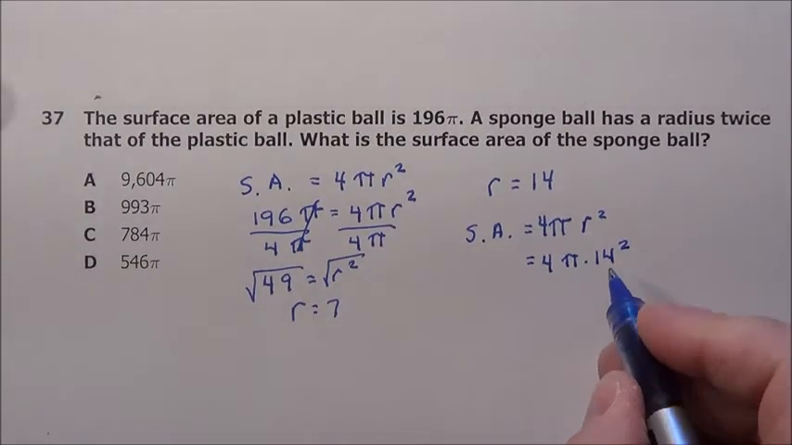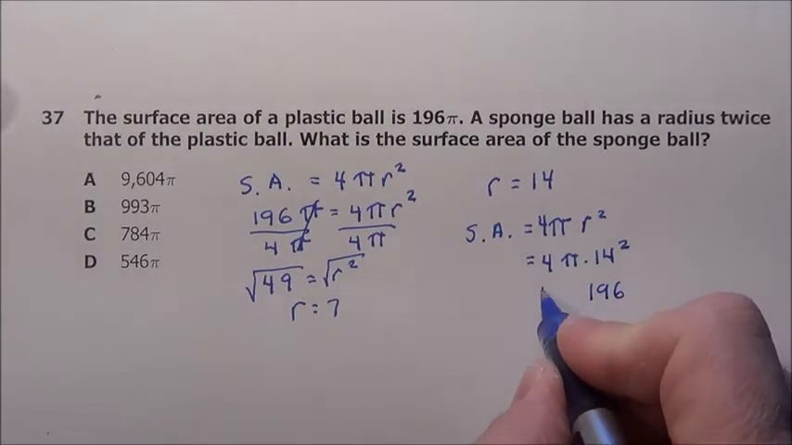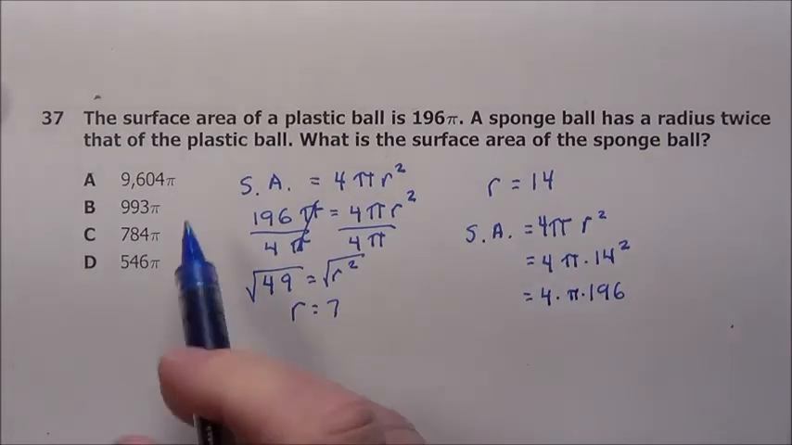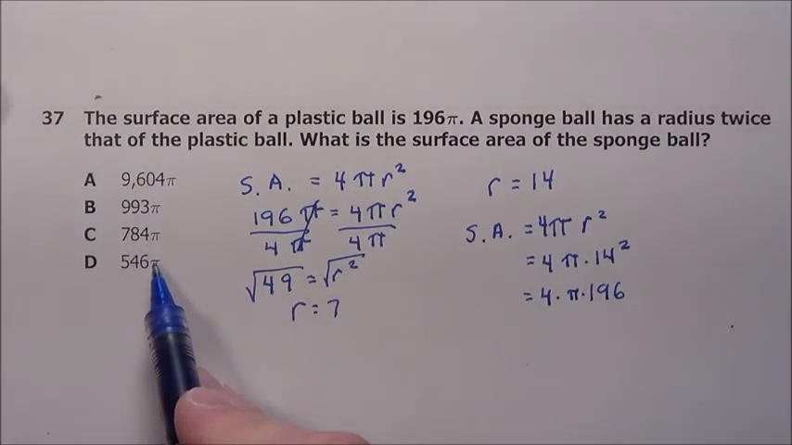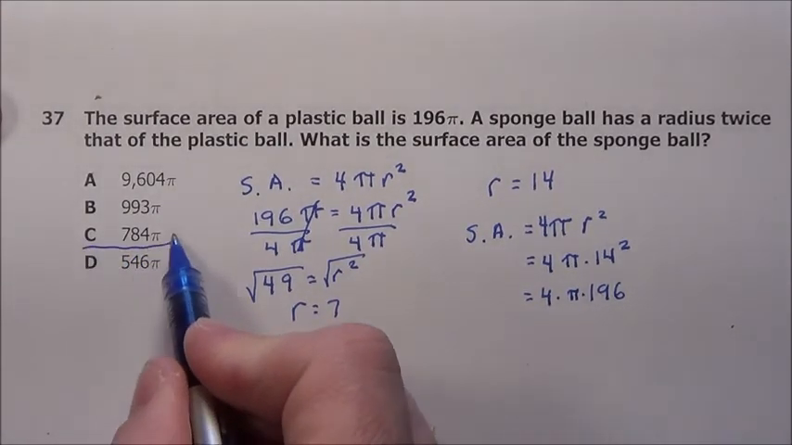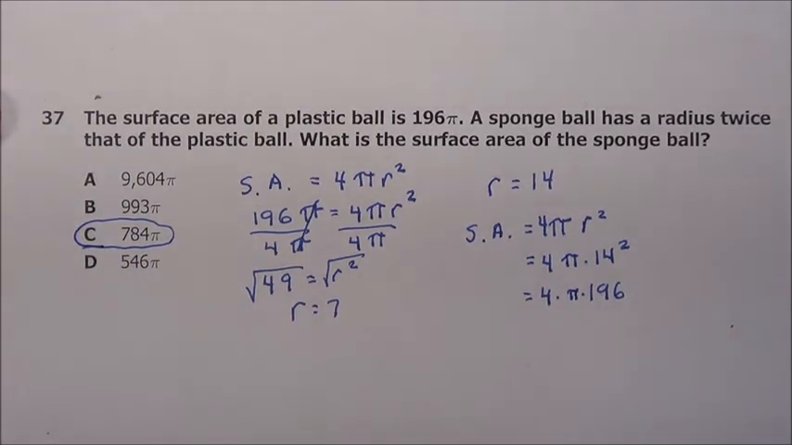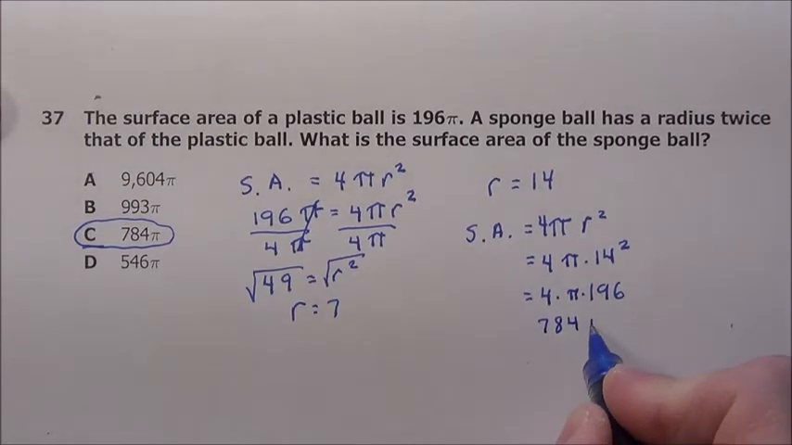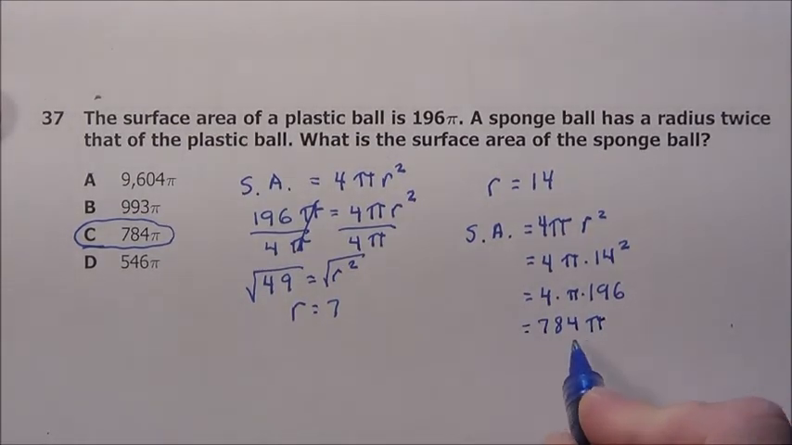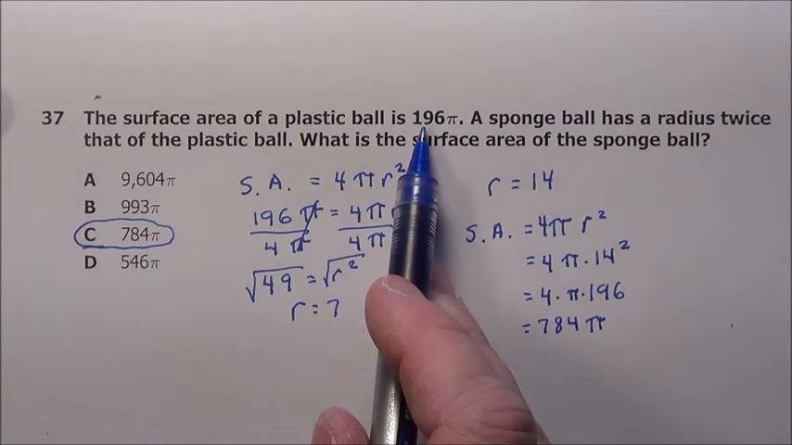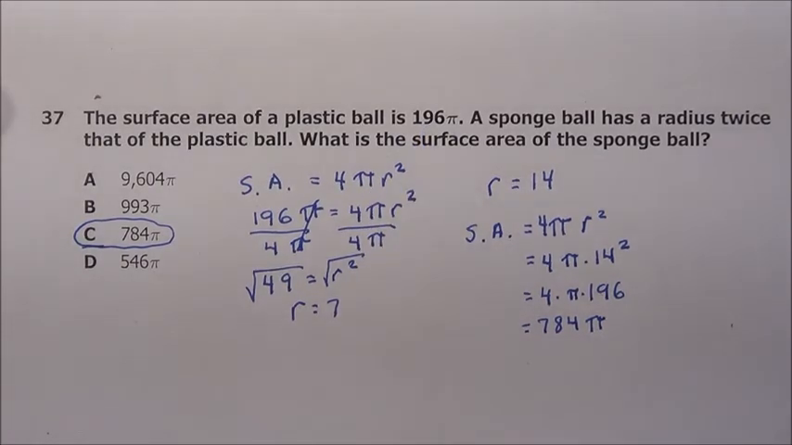Okay. 14 squared is 196. So we have the answer, 4 times pi times 196. Notice these answers are in terms of pi. And I know 4 times 200 is 800, so this is a little less. It's actually going to be this right here, isn't it? 784 pi, choice C. 4 times 196 gives us 784 times pi. And there's the surface area of the sponge ball. Notice it was actually 4 times as much as that 196 pi.